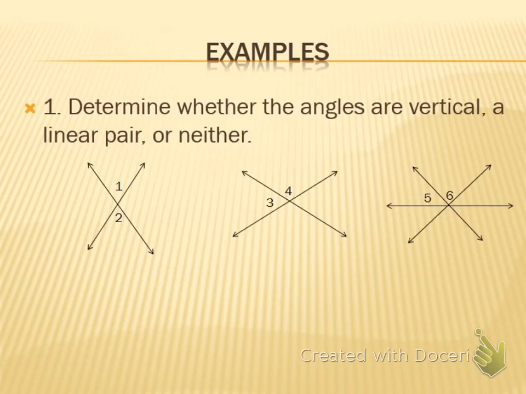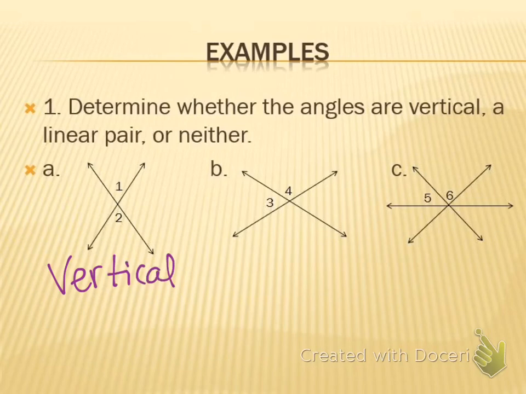All right, on that first one on the left, Keon, do you think they are vertical, a linear pair, or neither? 1 and 2. Vertical. We've got two intersecting lines. They are not adjacent, so they are vertical.